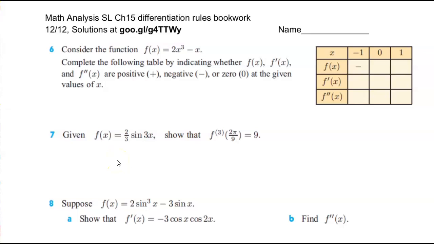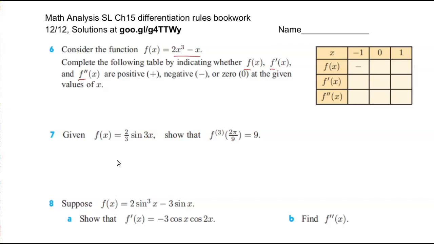Page 12 of differentiation rules, number 6. Consider the function f of x equals 2x cubed minus x. Complete the following table by indicating whether the function f, f prime, and f double prime are positive, negative, or 0 at the given values of x. Okay, so let's find the first derivative and the second derivative.